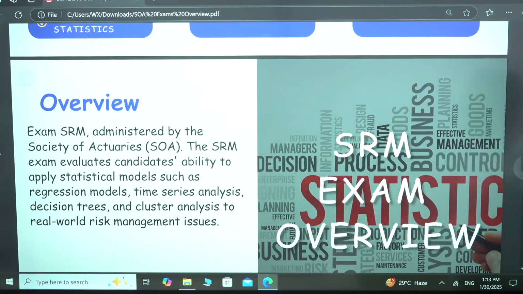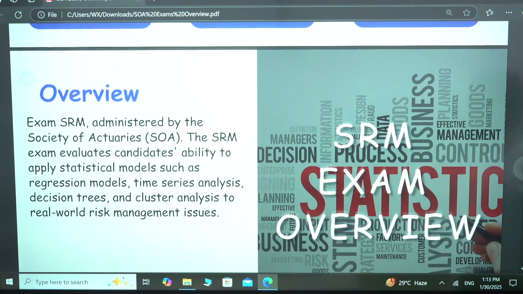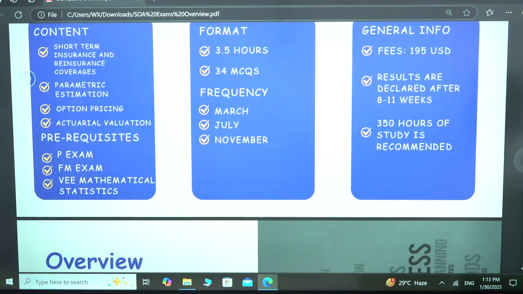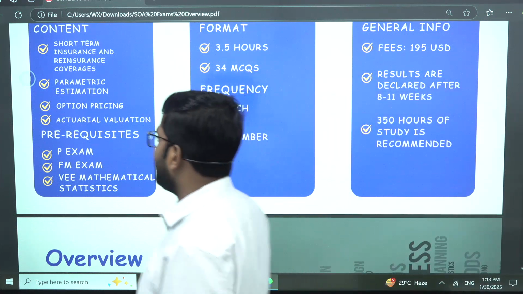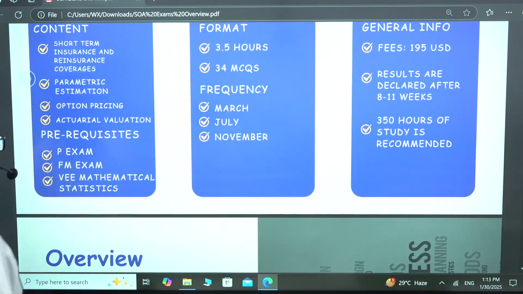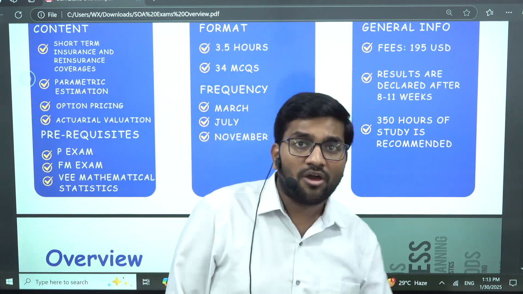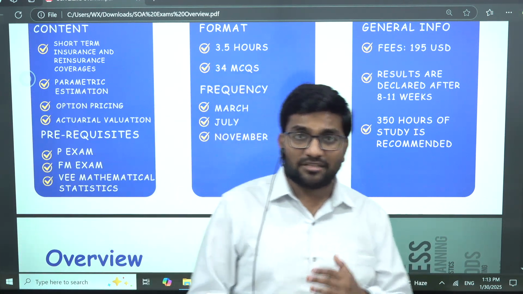The SRM exam evaluates candidates' ability to apply statistical models such as regression models, time series analysis, decision trees and cluster analysis to real world risk management issues. Now the prerequisites of the FAM exam, I just skipped that. The prerequisites of the FAM exam are the P exam, the FM exam, and VEE mathematical statistics. So basically you need to make sure that whenever you are appearing for this exam, you clear all these VEEs as per the prerequisites.